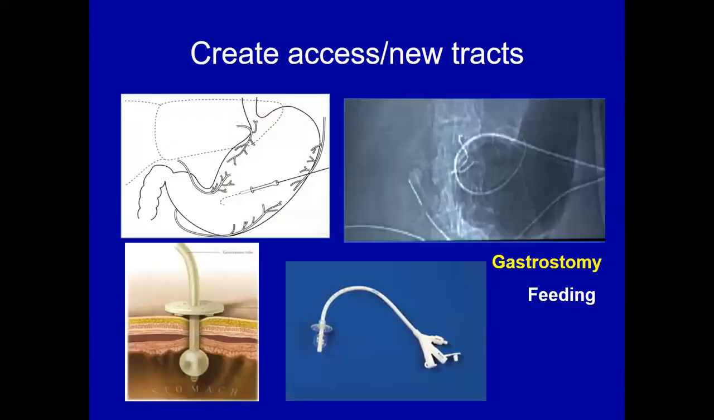This is access into the stomach. Okay, so we go percutaneously through the skin to the stomach, put a wire. Through the wire, put this catheter, and through this, patients who are unable to swallow can benefit from having fluids and food into the stomach.